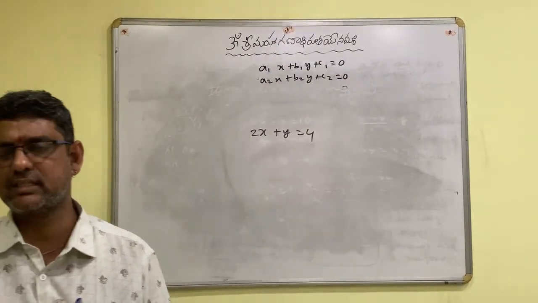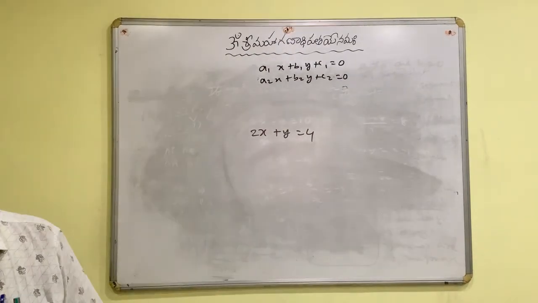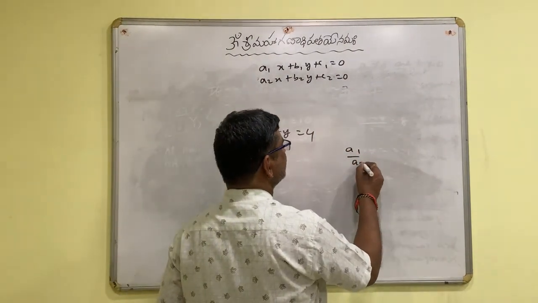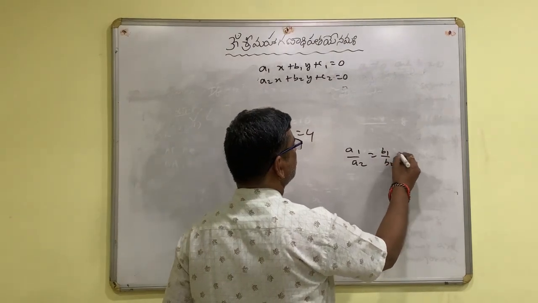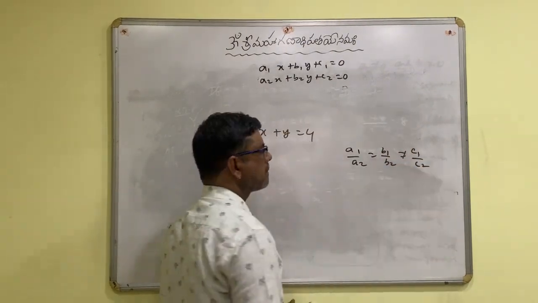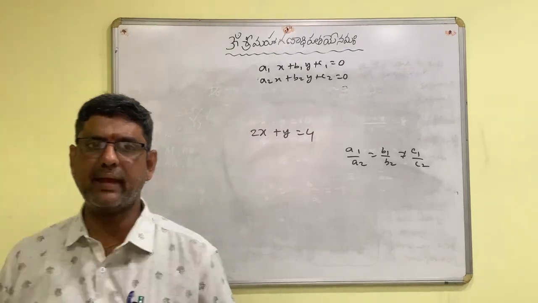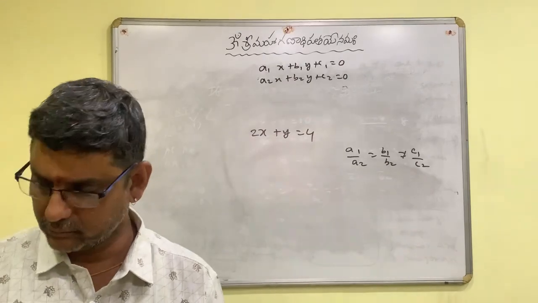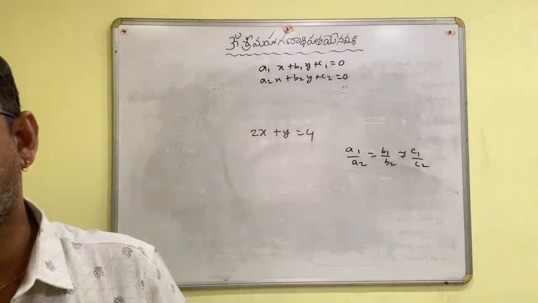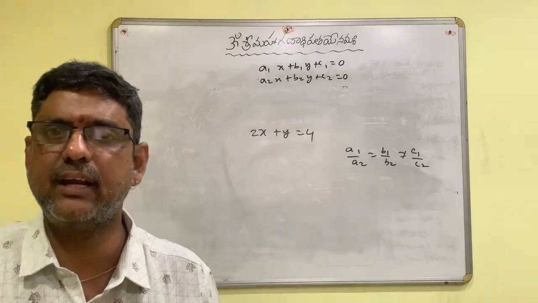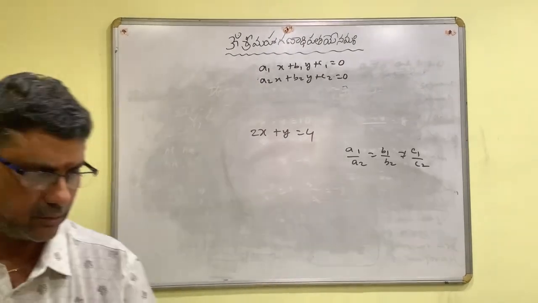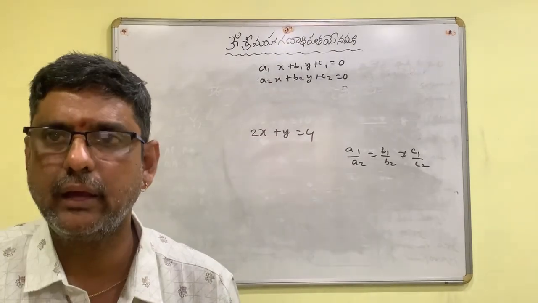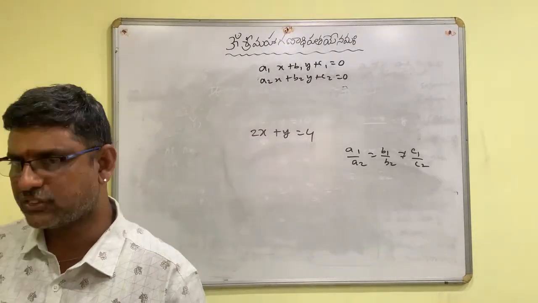Yeah, right. Now right. Independent pair means parallel lines. Everyone is writing coinciding lines. Independent pair means parallel lines.